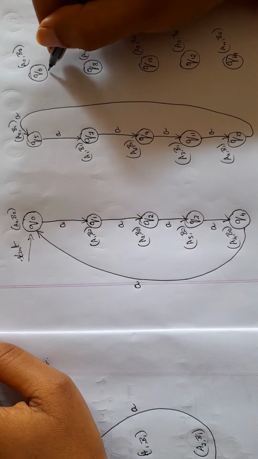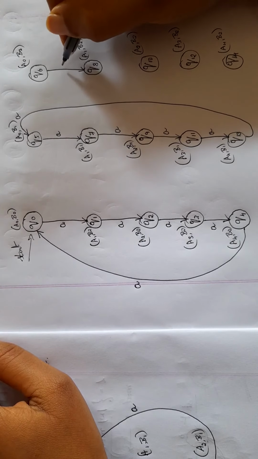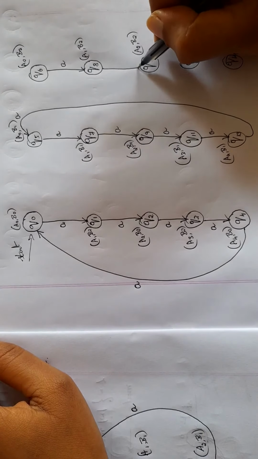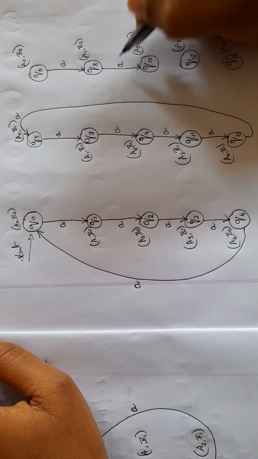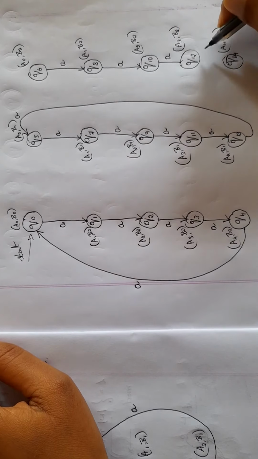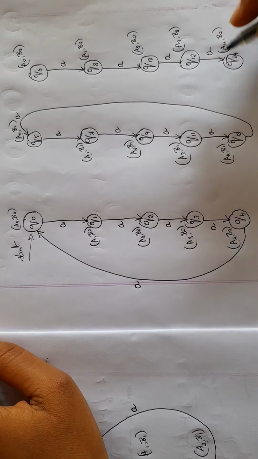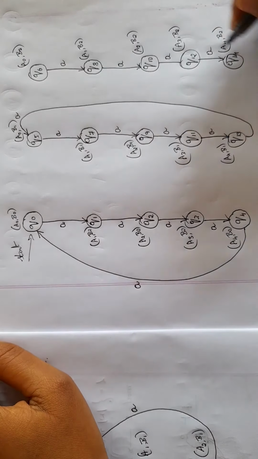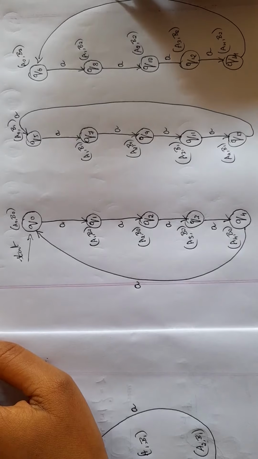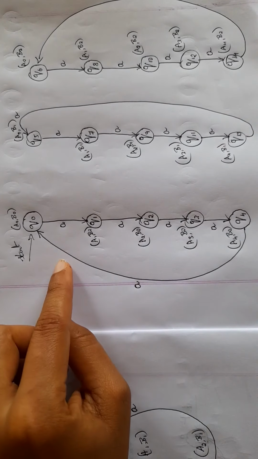Similarly here. From Q6, if I read an A, it will go to Q8, then Q10. So from A2 to A3, from A3 to A4, and from A4 I'll go back to A0. So I'm done with A from all the states.